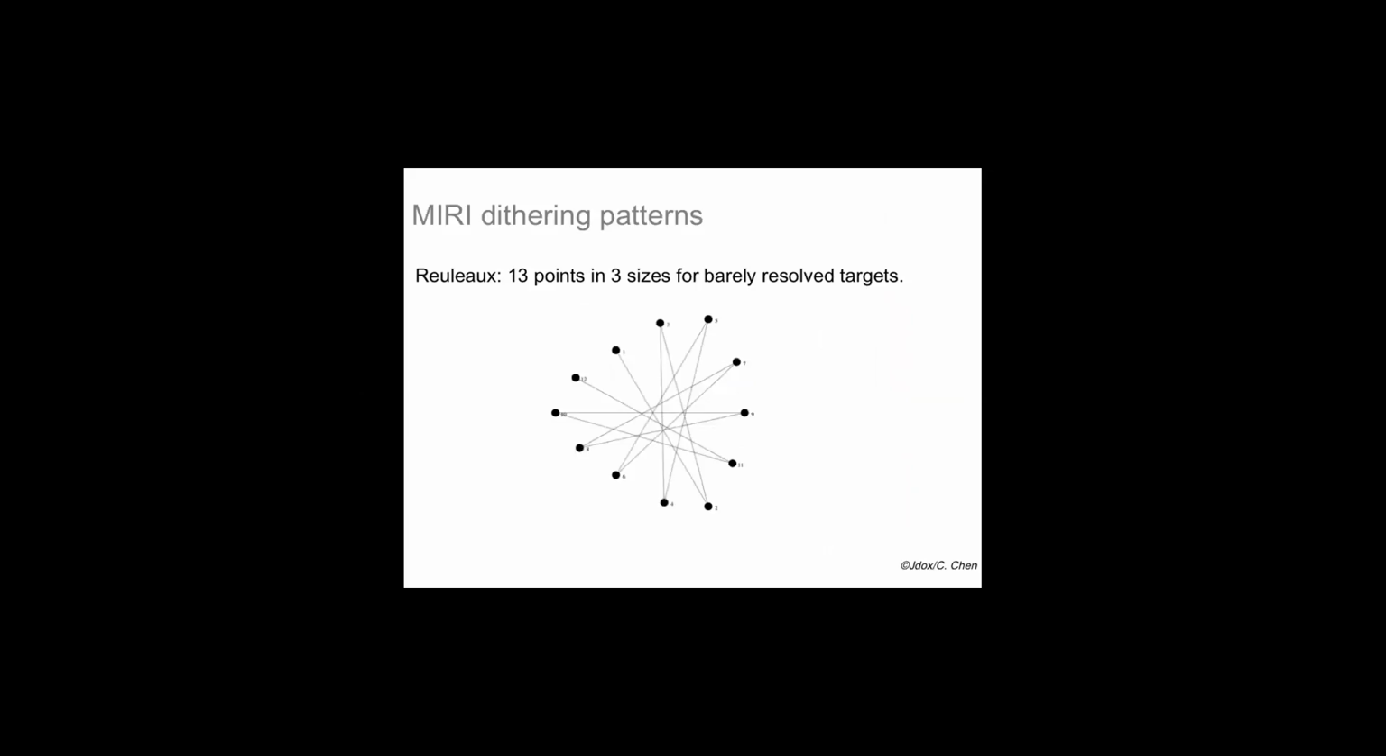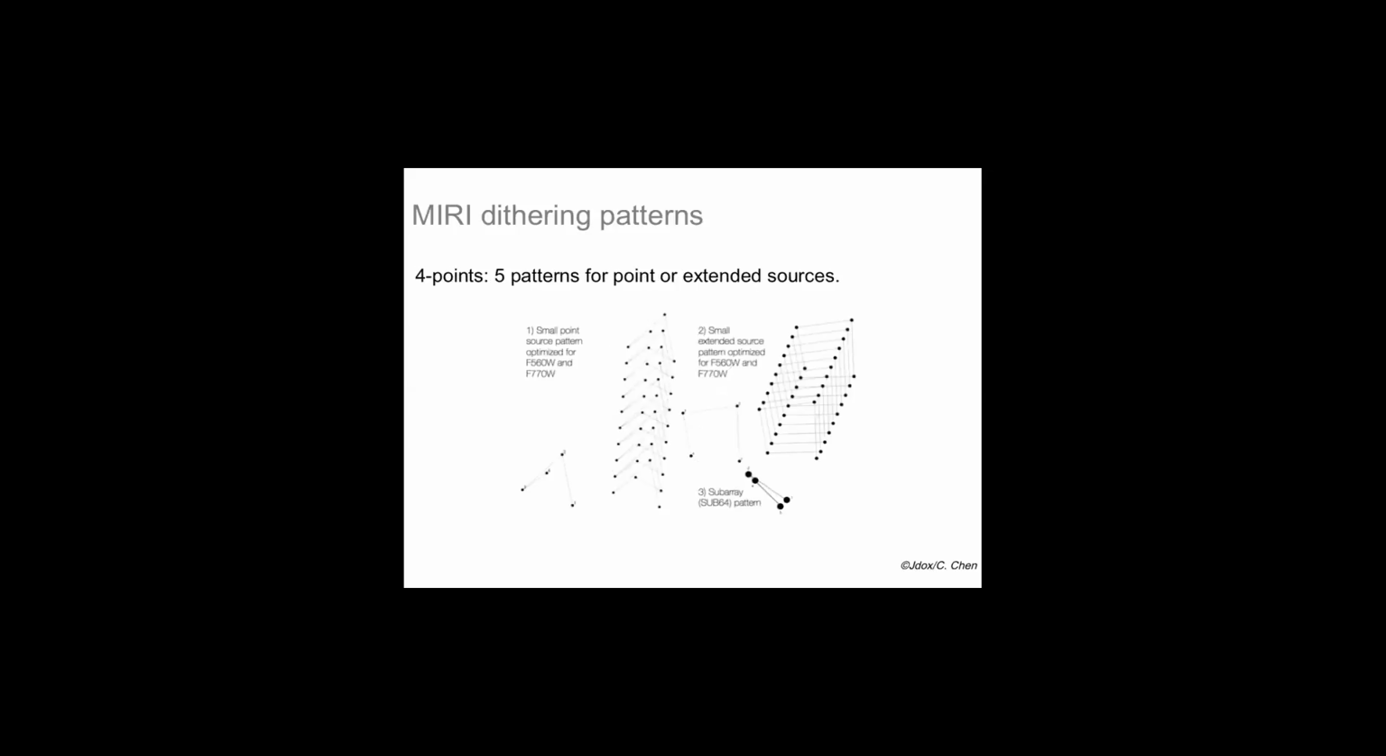All right, moving on to MIRI. MIRI has very different dithering patterns. The first one is the reuleaux. They exist in 3 sizes and they have been optimized basically for unresolved or barely resolved targets. There's also the more standard 4-point pattern. So there are a lot of options here: several options designed for the smallest filter wavelength in MIRI, but also for point sources, and other options for extended sources and longer wavelength.